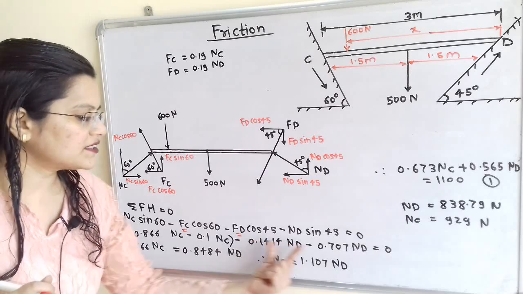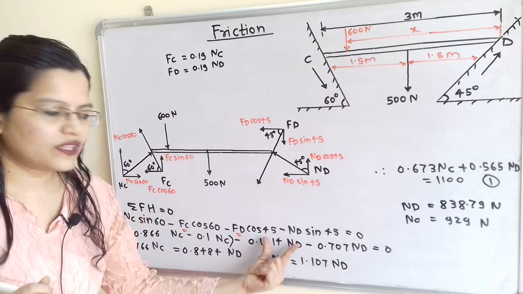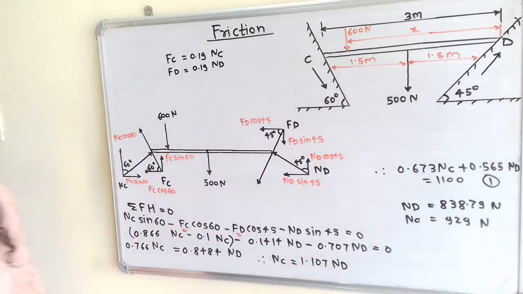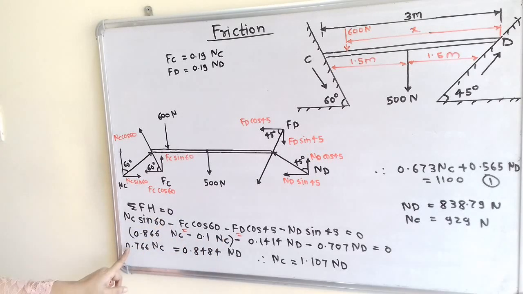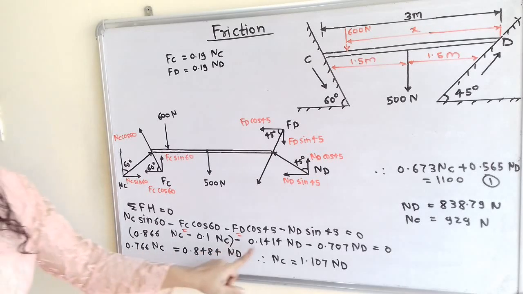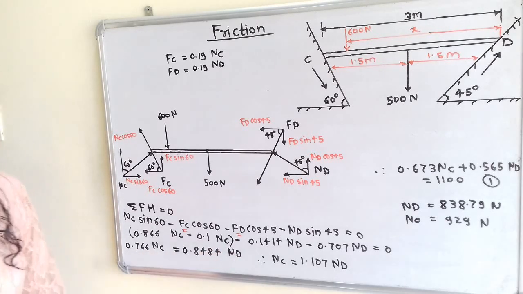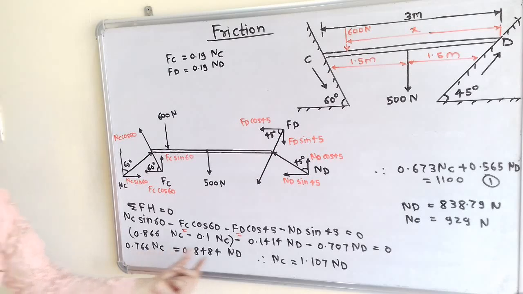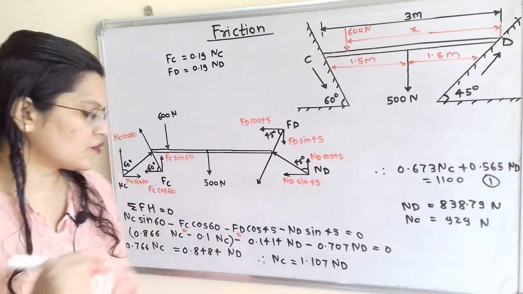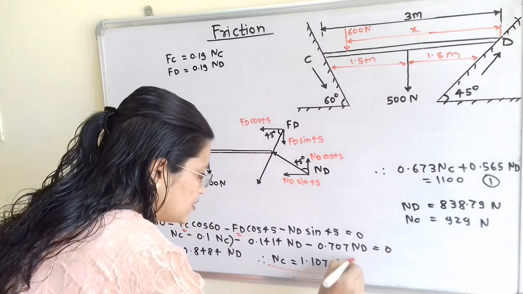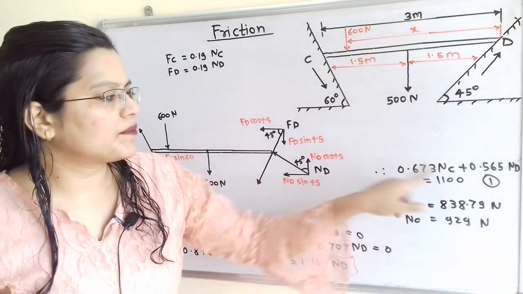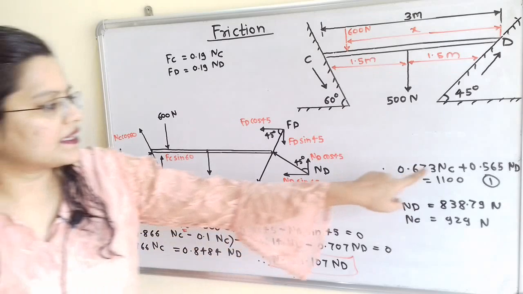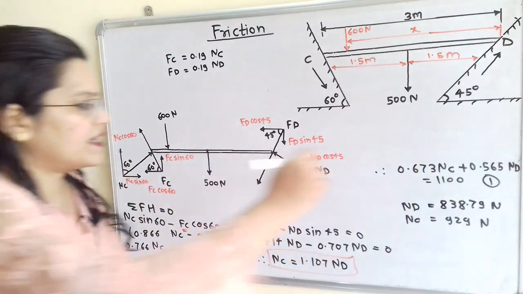Now we can move these minus terms for ND to the right hand side, so it will become plus. If we take NC as a common term, then we get 0.766 NC is equal to 0.8484 ND. So we get the value NC is equal to 1.107 ND. So this is the relation between NC and ND. Now we have equation number 1, so we can replace this NC in terms of ND.